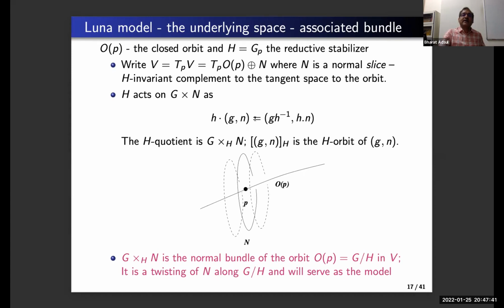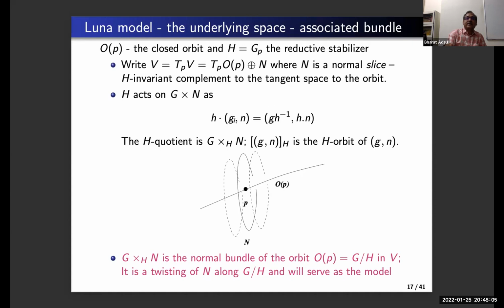So (g, h)·n goes to (gh⁻¹, hn). Okay, so this is an action. This is how H acts on G × N, right? And then it's a standard result that in this case the geometric quotient exists. It's actually a nice object. And this is what I'm going to call G ×_H N.